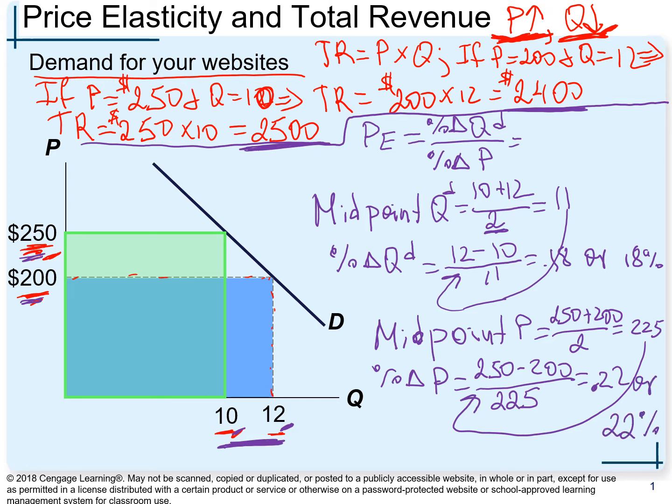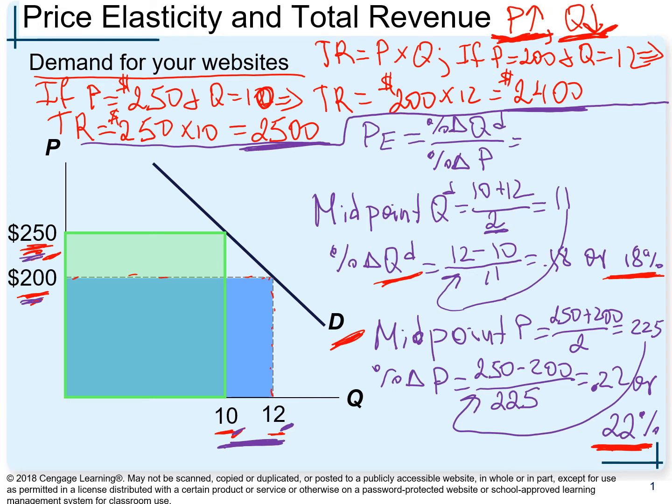22%. Okay, so guys, before we plug the numbers into the formula, we're going to do the analysis. So our quantity demanded changed by 18% only. Our price changed by 22%. Can you just look at these two numbers and tell right away, is this demand elastic or inelastic? Proportionately, quantity demanded moved less than the price.